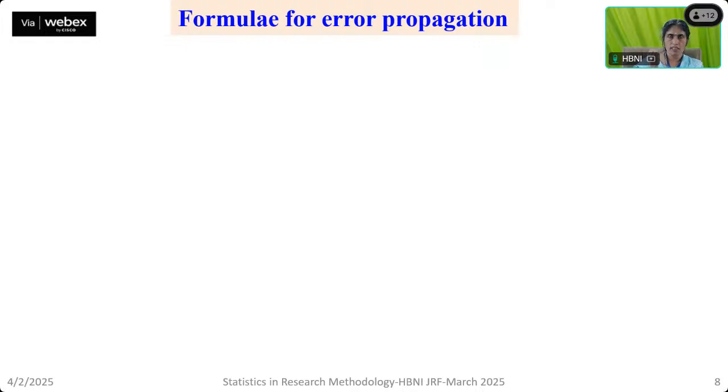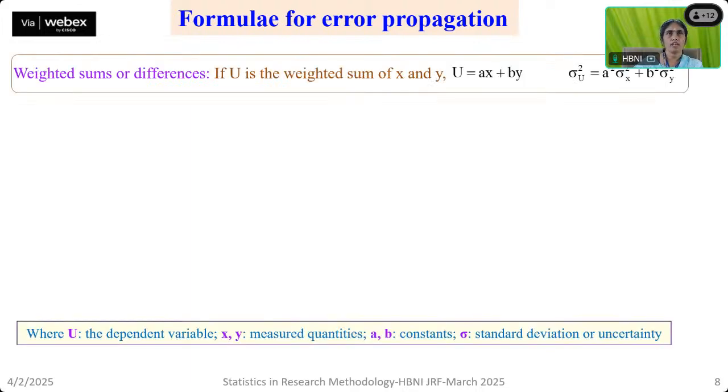So we have seen three different cases. One is a set of addition and subtraction. Another is multiplication and division. Another one is calculation of the mean. Similarly, we can extend the same way. If there is a weighted summation or difference, you can have the corresponding propagated uncertainty or propagated standard deviation as given in the topmost box.